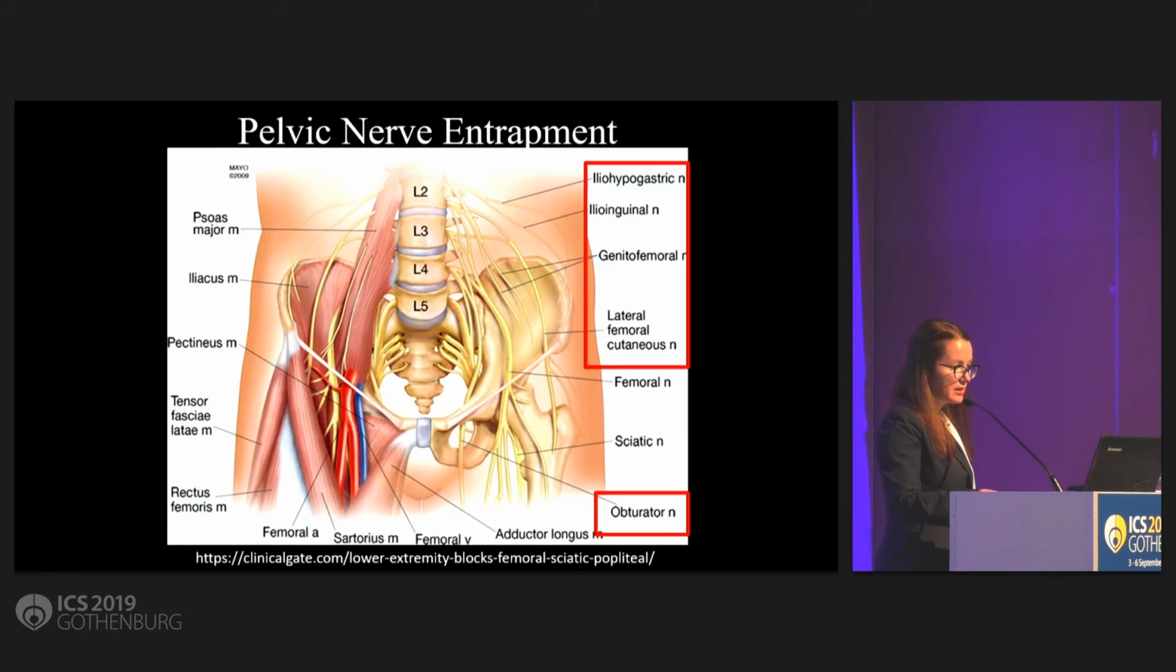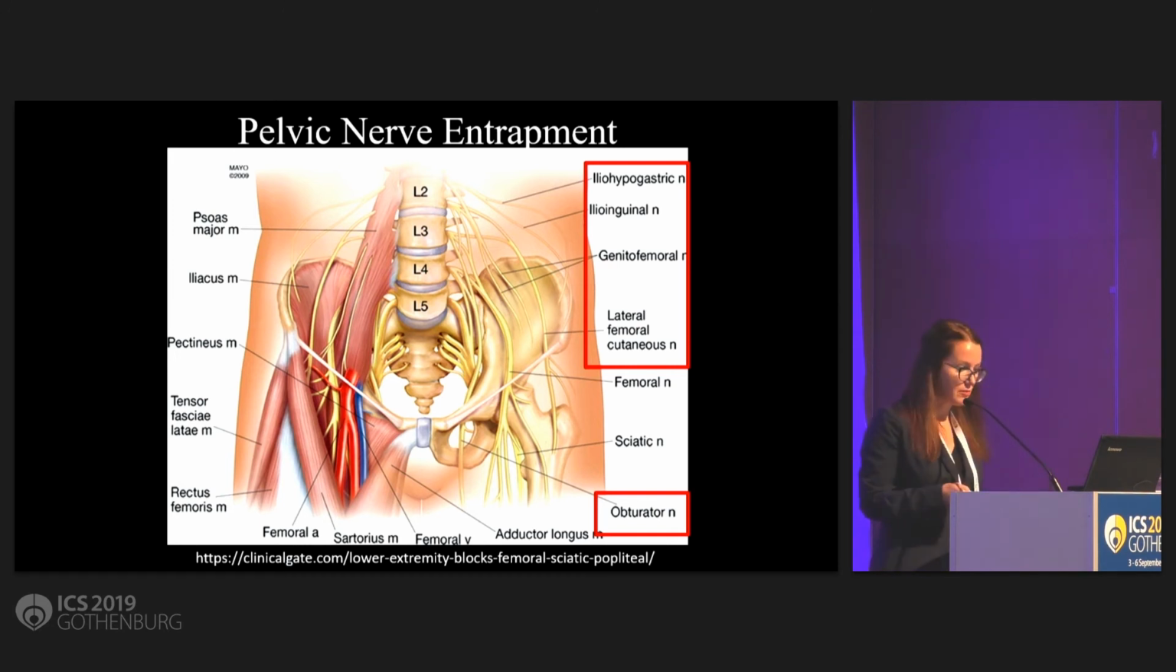The pelvic nerve entrapment can extend significantly beyond the pudendal nerve. So any of the following nerves can cause pain in the pelvis, even though these nerves are deriving from the lumbar levels. So the iliohypogastric nerve, ilioinguinal nerve, genitofemoral nerve, lateral femoral cutaneous nerve, and obturator nerve.